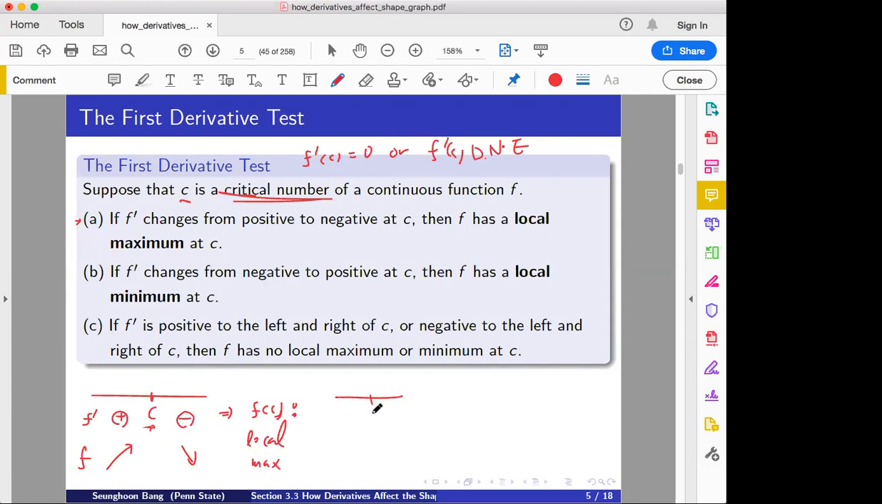Here, c is also a critical number. You can choose an x value on the left-hand side, negative, and on the right-hand side, positive. What is the graph of f? Decreasing and then increasing. What does it mean? We have a local minimum. This is a local minimum.